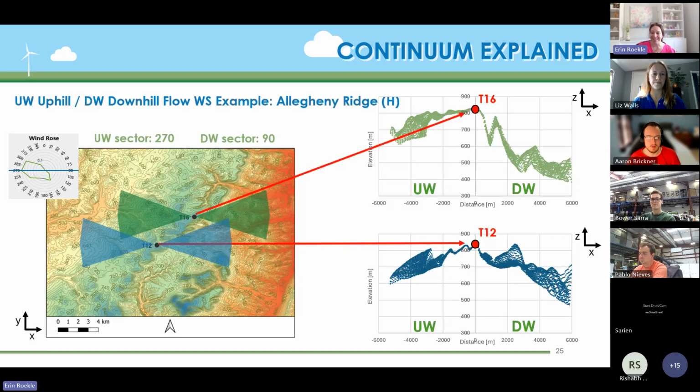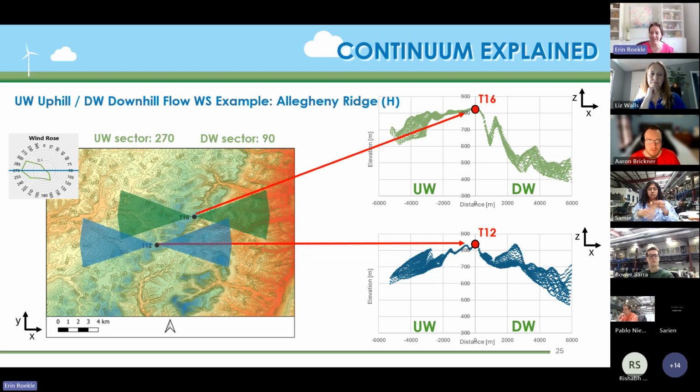So first we're going to look at Allegheny Ridge. This is the high complexity ridgeline project. We're going to look at two different turbines, two sites, and see what the wind speed difference is between the two. We're going to be looking at the 270-degree sector. The 270-degree sector is going to be our upwind sector, and the elevation data points in those little wedges are what we're going to use when calculating our terrain exposure. Our downwind sector is the opposite of that. It's the 90-degree sector, so everything in the right-hand, or eastern, wedges is going to be used within our exposure calculations.